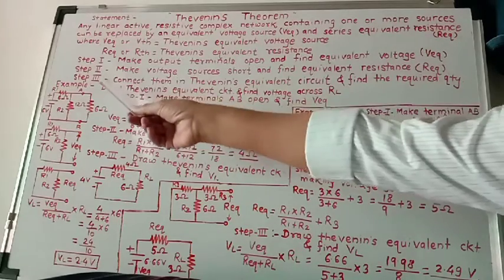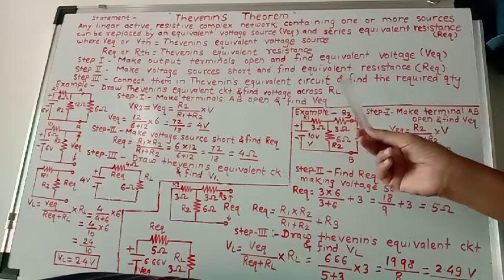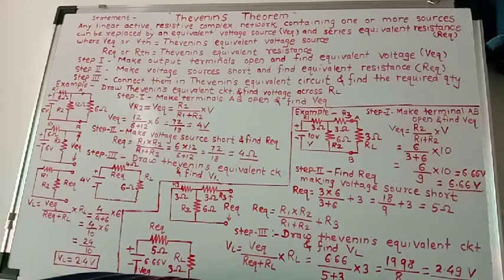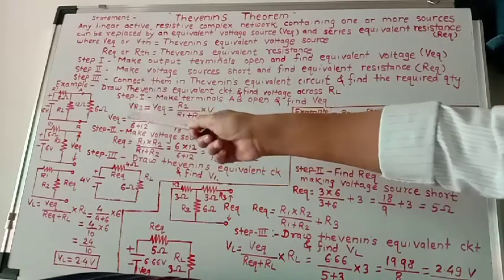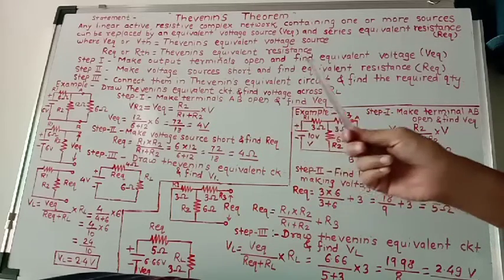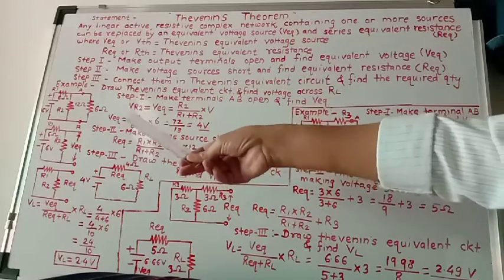Then the third step: connect them in Thevenin's equivalent circuit and find the required quantity. Connect R equivalent and V equivalent in the circuit, and then we can find the required quantity like load voltage or load current, etc. Okay, so for example, one example is given here.